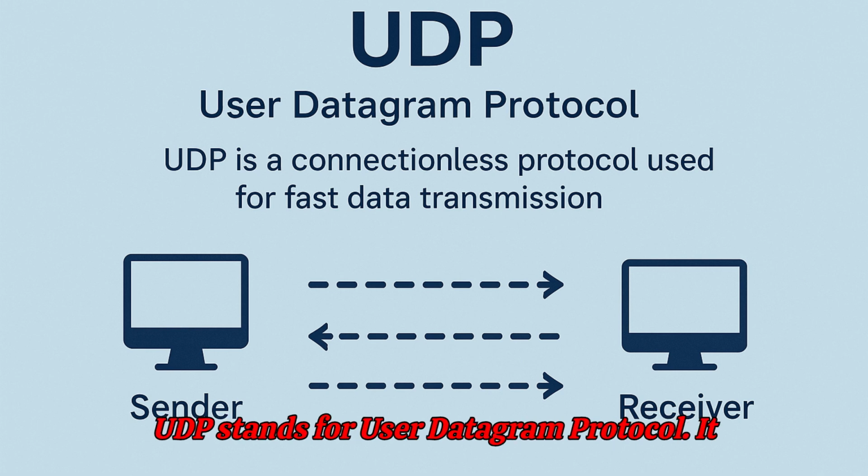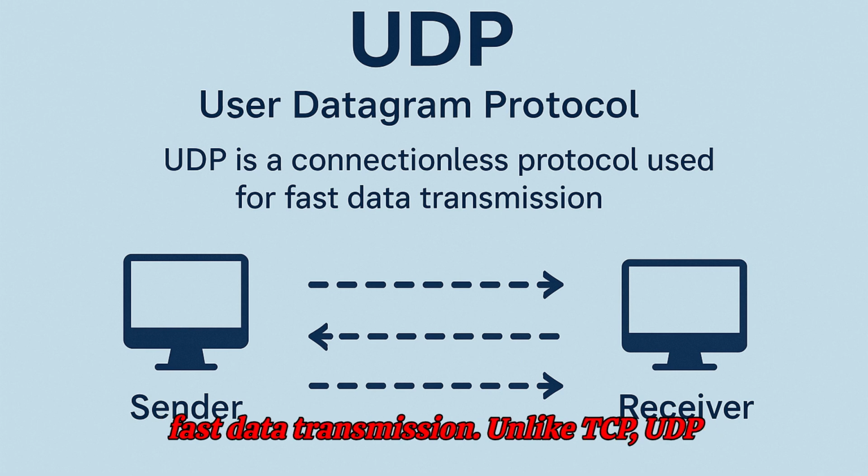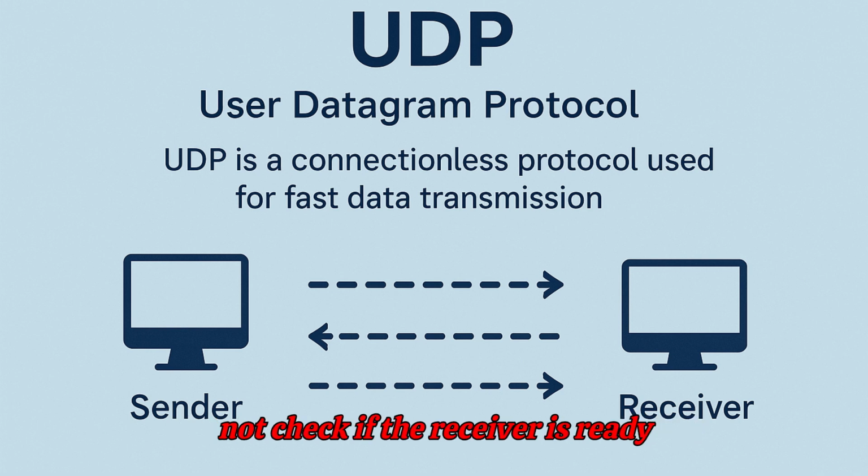UDP stands for User Datagram Protocol. It is a communication protocol designed for fast data transmission. Unlike TCP, UDP is connectionless, which means it does not check if the receiver is ready before sending data.